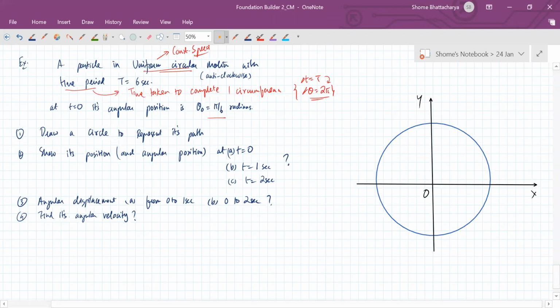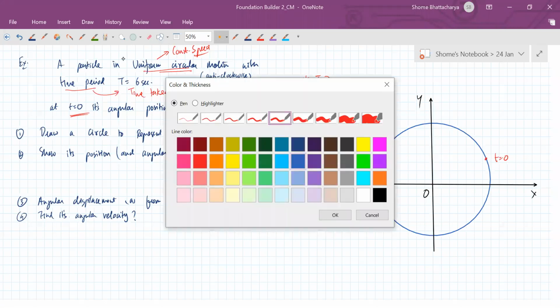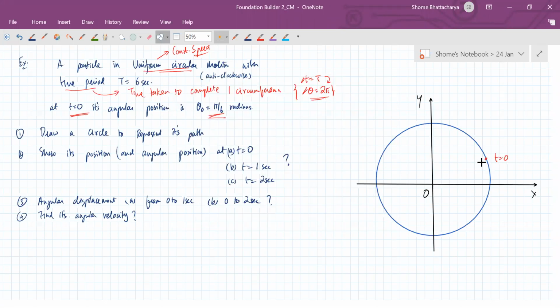Now see what it's saying: the initial angular position at t equal to 0 is pi by 6. So pi by 6 is 30 degrees. That means this is where it was at t equal to 0. Roughly speaking, you don't have to draw an exact angle, you just label the angle. So this initial angular position, theta naught, was pi by 6. This is where the particle was at t equal to 0. And it has a time period of 6 seconds.